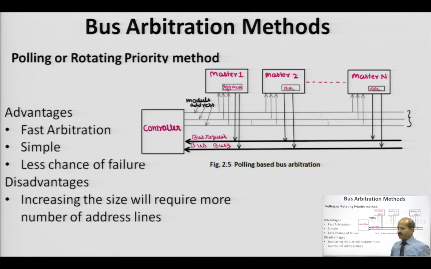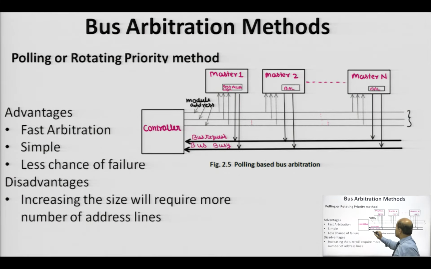In this case various masters are connecting or requesting for the bus. So, to whom the bus grant signal is to be issued depends on the polling sequence. There is a decoder which generates the polling sequence and decides to whom the bus grant signal is issued.